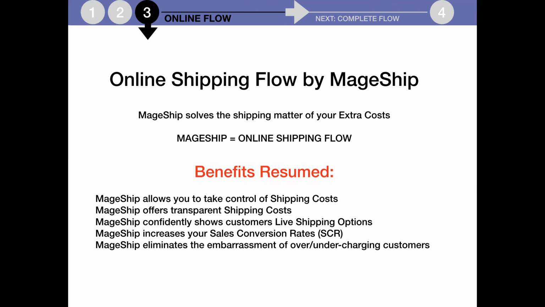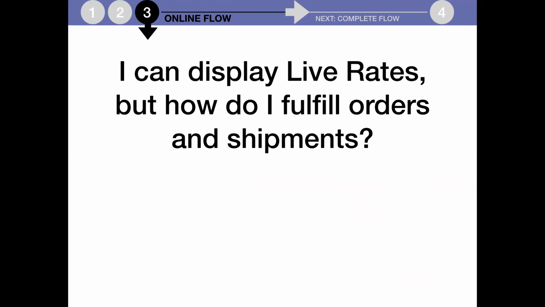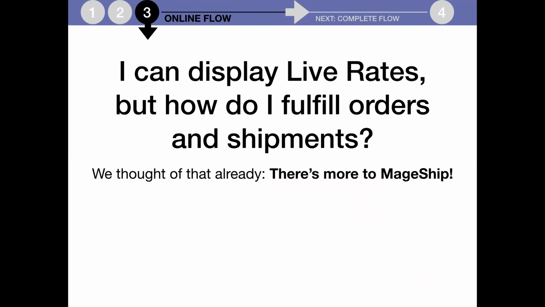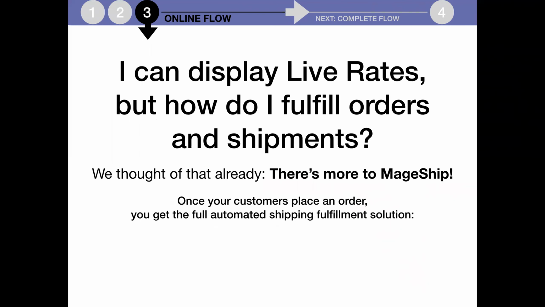Well, you can display live rates, you will say, but how do you fulfill your orders and shipments now? Well, we thought of that already. So there is more to MageShip. Once your customers place an order, you get the full automated shipping fulfillment solution by printing labels, scheduling shipments, and dispatching your packages. So work with the tools you already love. We have this in mind, and we did not reinvent the wheel.